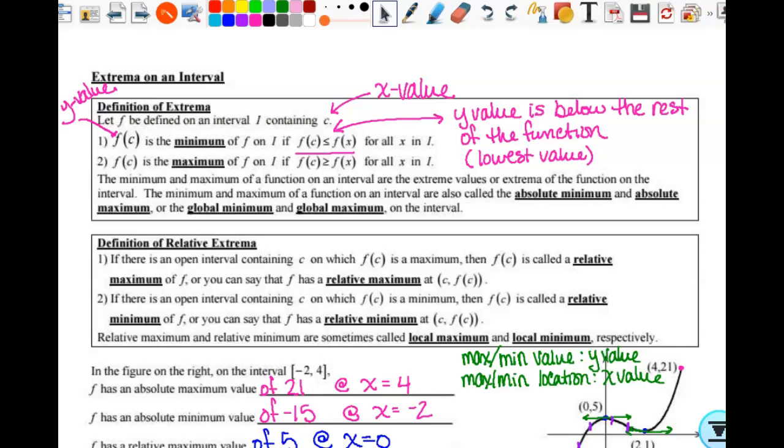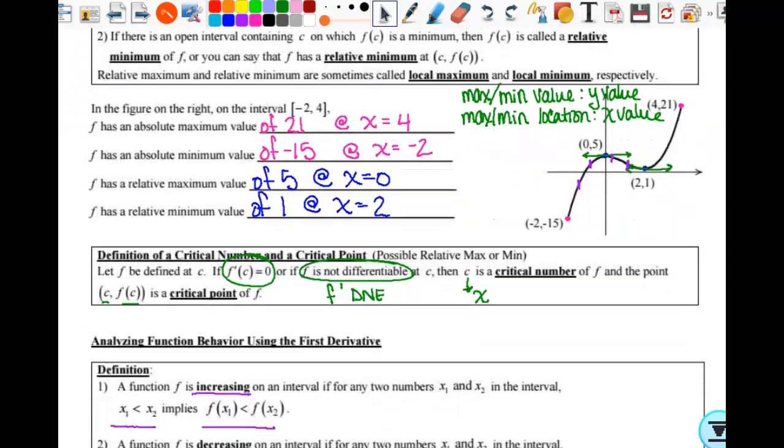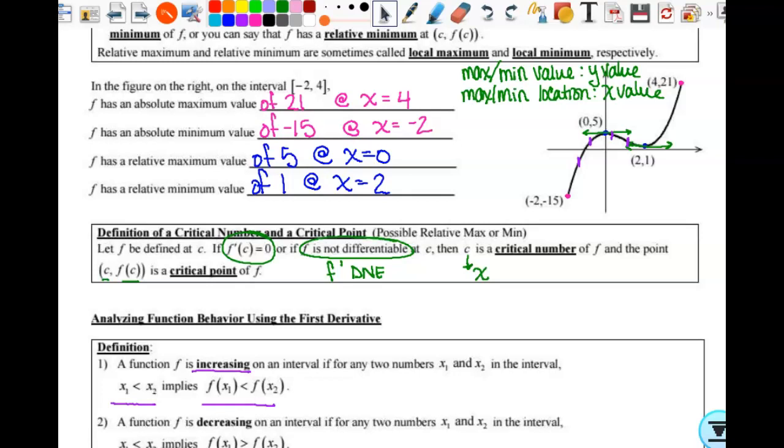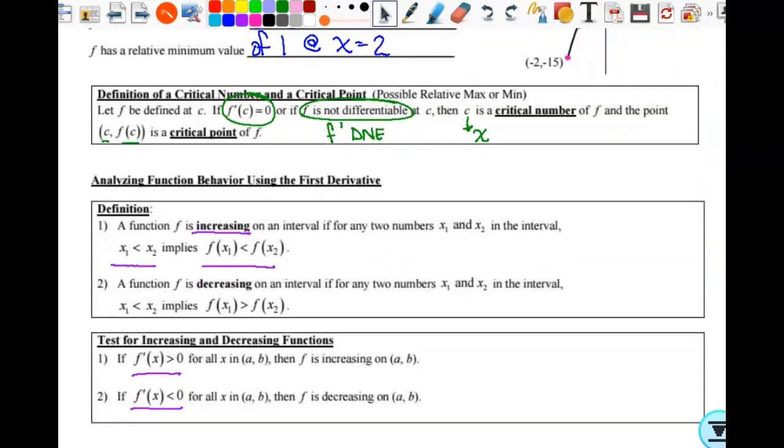Let's look back over what we did. We were looking for extrema on an interval, right? So we defined what our extreme values are, our maximums and our minimums, right? We were talking about relative maximums and minimums. Okay, that happens when we have a horizontal asymptote here, right?